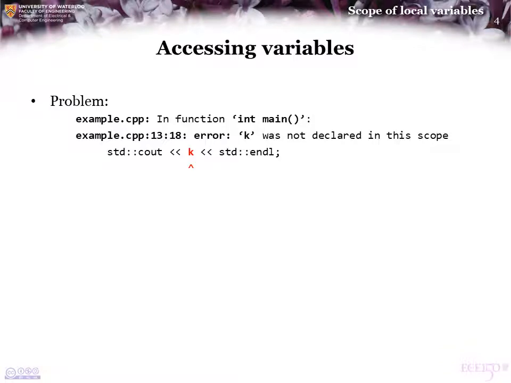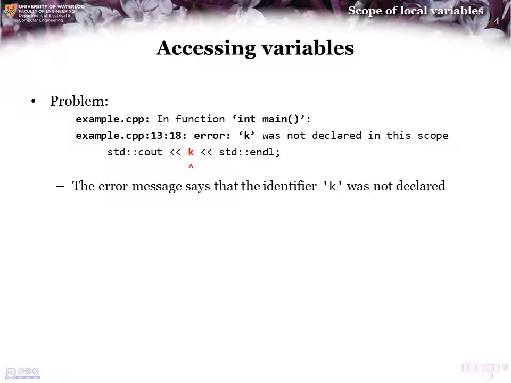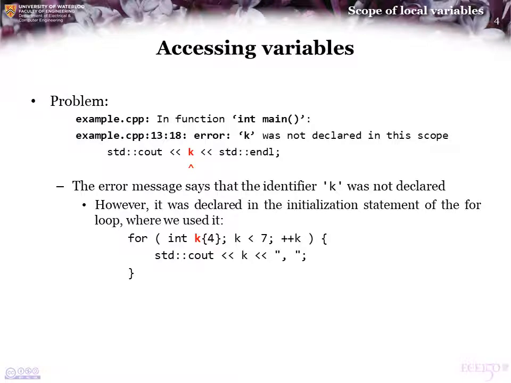Problem. Before you even execute this function, when you try to compile it, you get a compile time error. The error message may vary depending on which compiler you're using, but it's going to read something like this. On line 13, at the 18th character is something wrong. Specifically, k was not declared in this scope. The error message says that k is not declared. But wait a second, it was declared. It was declared in the initialization statement in the for loop where we used it, and it should work.